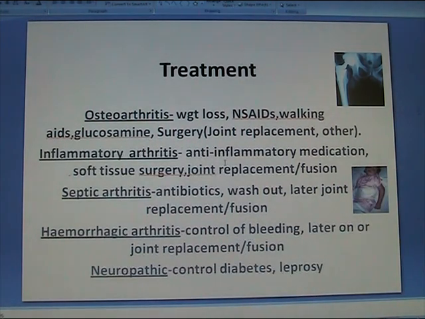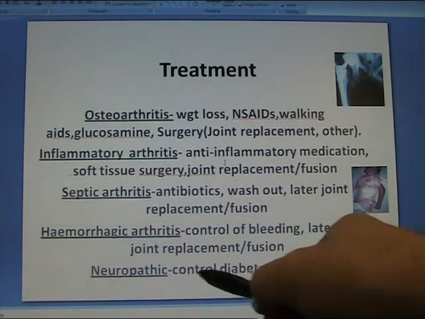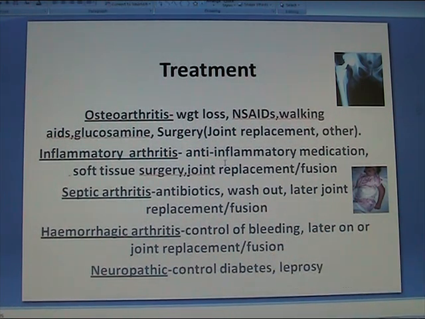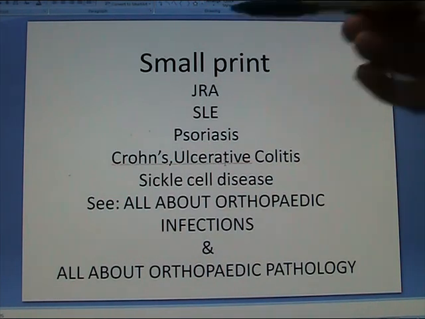Neuropathic joints, very, very challenging. Got to control the diabetes, treat the leprosy, get the right medication to avoid destruction of the joints. May have to do early fusion, at very later stage fusions or joint replacements are very hard in neuropathic joints. Small print for the gold medal winners in the class.